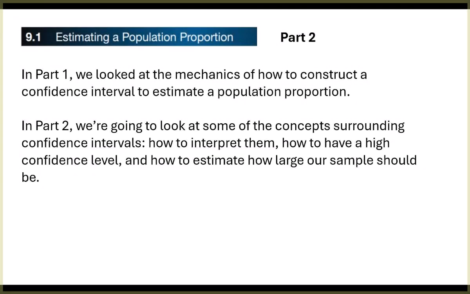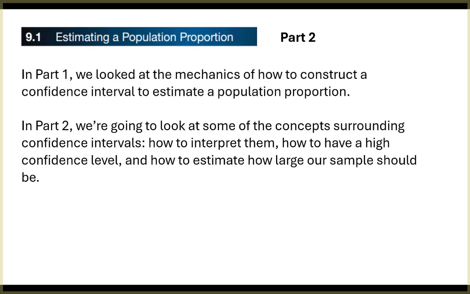This is part 2 of section 9.1. We're still trying to estimate something about the population. We're still trying to estimate some proportion that the population has. You know, what percent of people will never wear green socks again? That kind of thing. Something we're interested in estimating about the population.